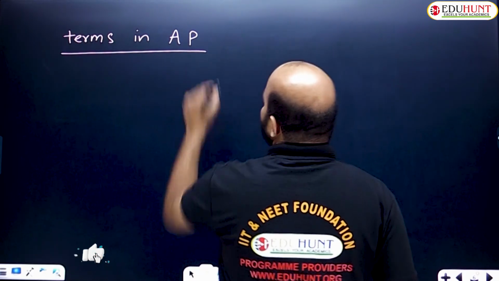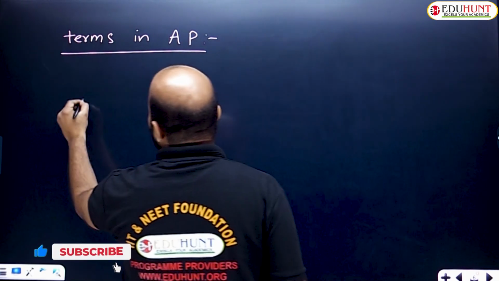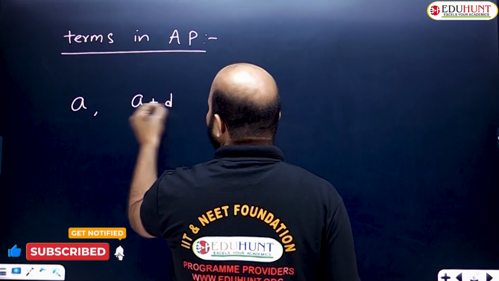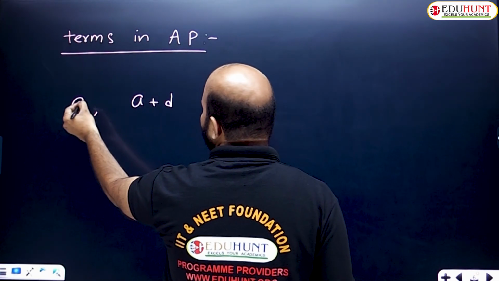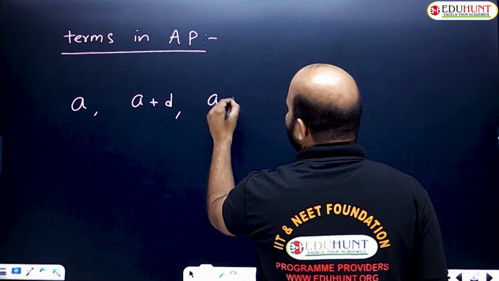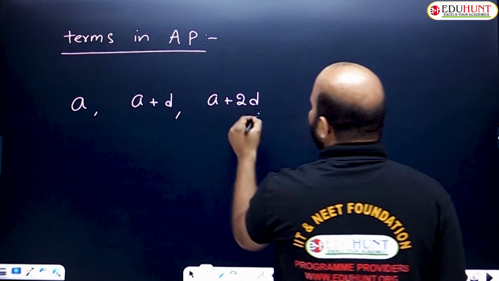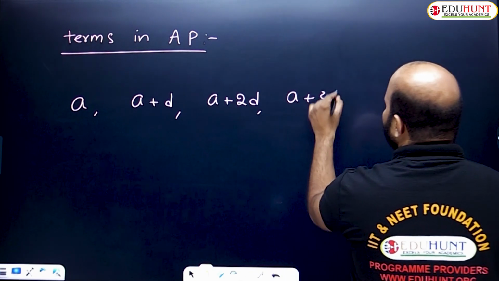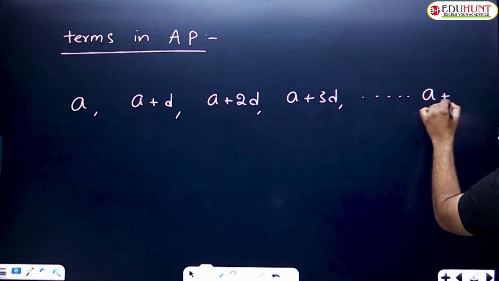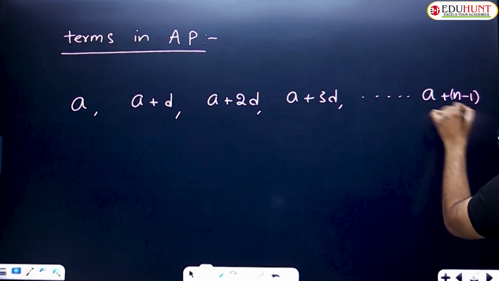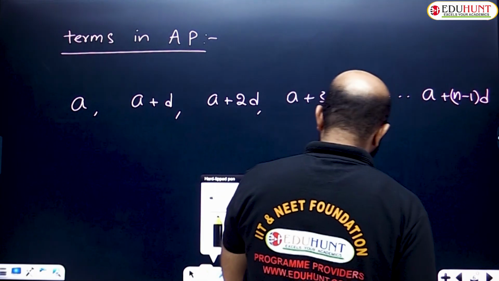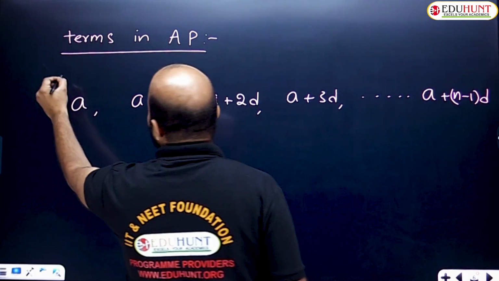Terms in AP. So the first term is A. The second term is A plus D, because D is the common difference. D is added to each term, and it becomes the next term. So again D added, it becomes A plus 2D. Again D added, A plus 3D, okay, and so on. What is the last term? The last term is A plus n minus 1 into D, because clearly we need to understand that A is called the first term.